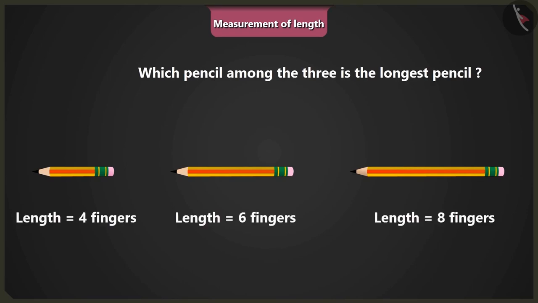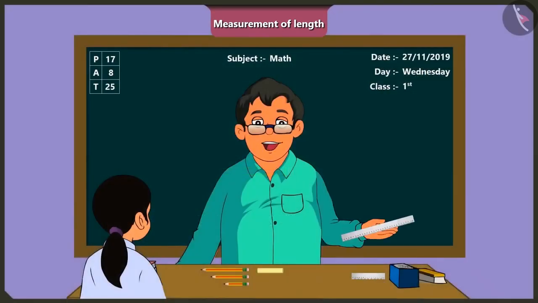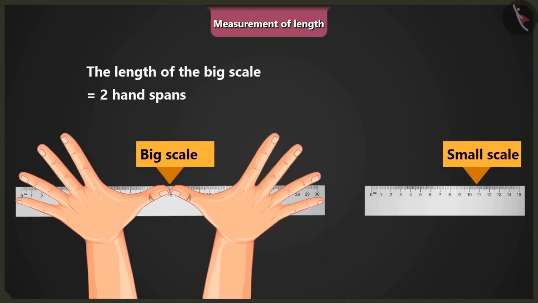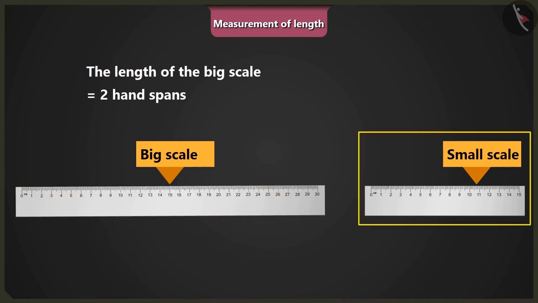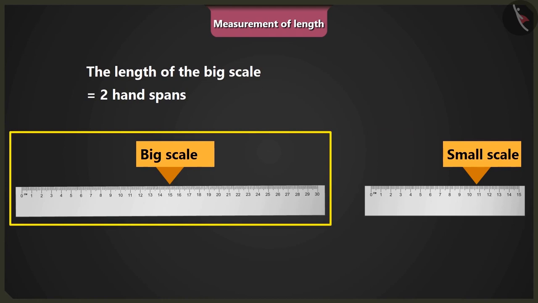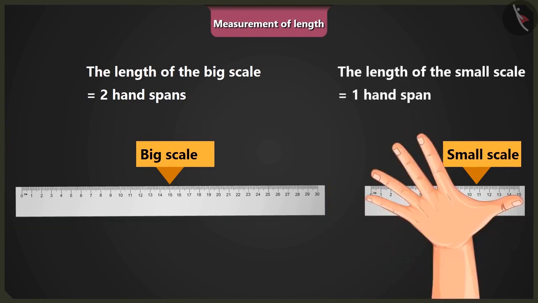Among these 3, this is the longest pencil. Now look at the length of this big scale. It is equal to the length of 2 times my hand span. Can you determine the length of the smaller scale without measuring? Sir, the smaller scale seems to be of half the length of the bigger scale. Then the length of the smaller scale should be equal to your one hand span.